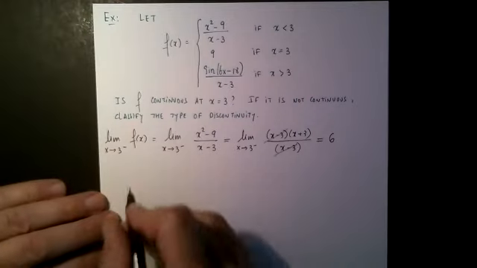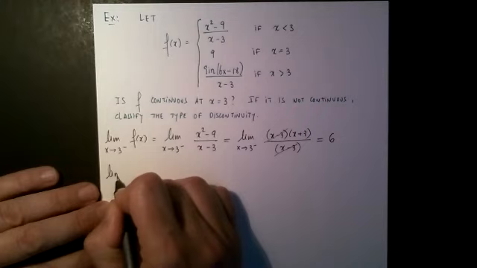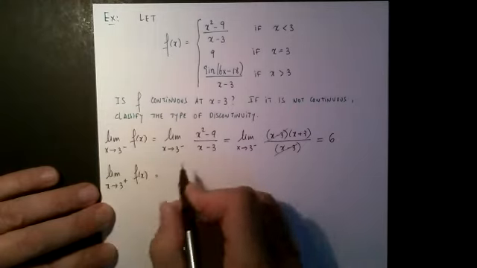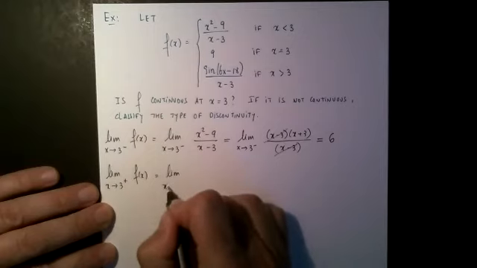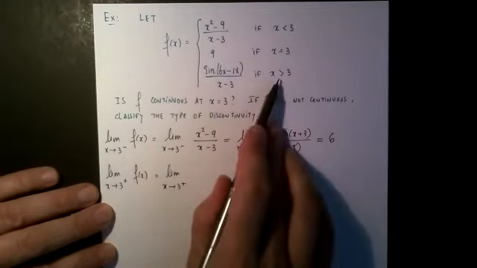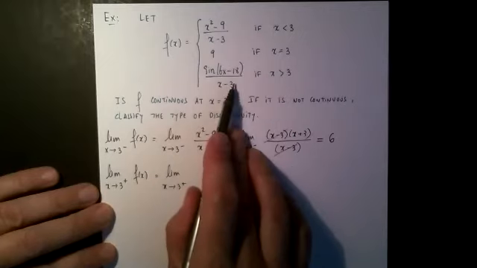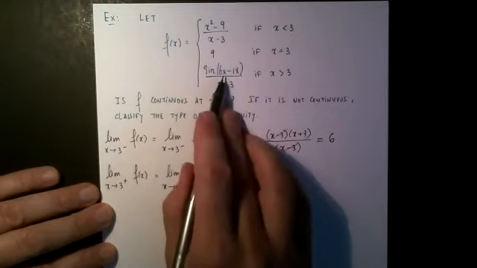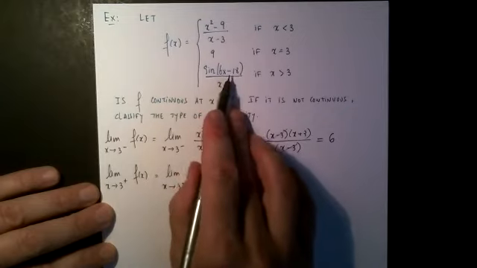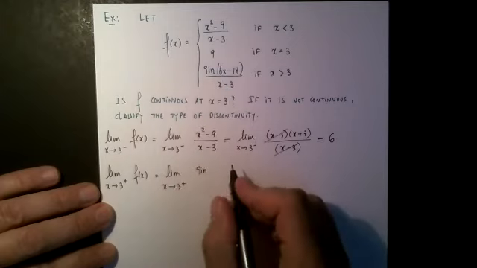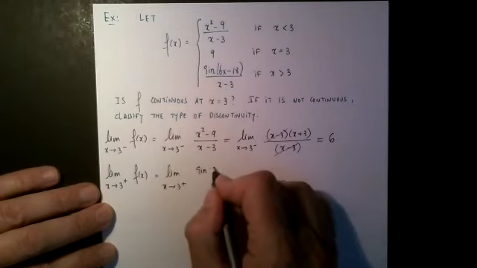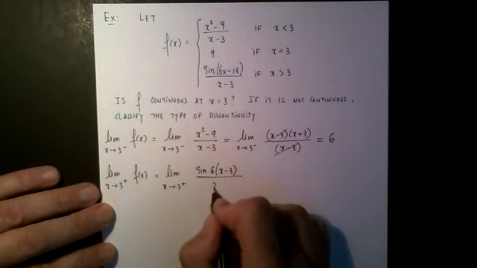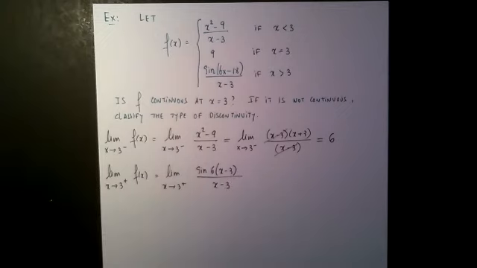Okay, let's do from the right now. The limit as x approaches 3 from the right of f of x: the function that's in effect when x is bigger than 3 is this one. So sine of, I could factor out a 6, right? So 6 times (x minus 3) over (x minus 3). Is that okay?